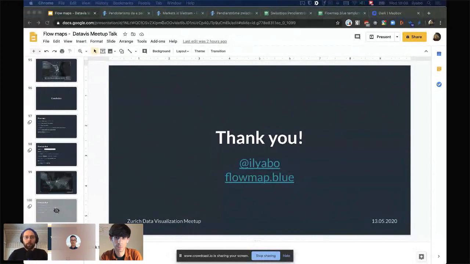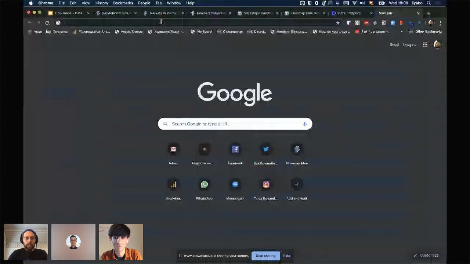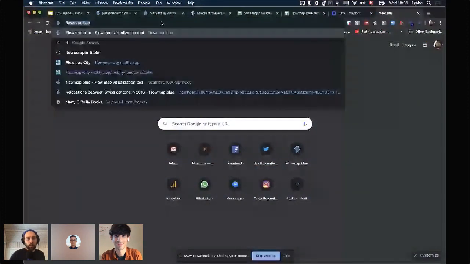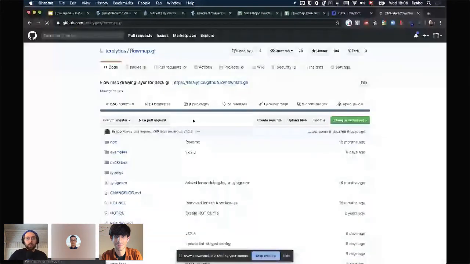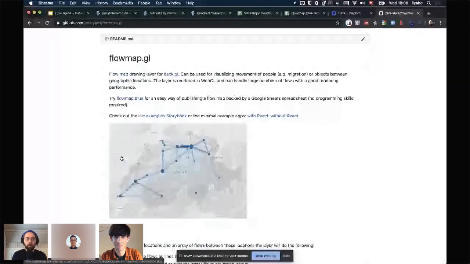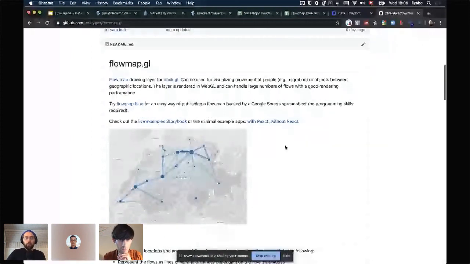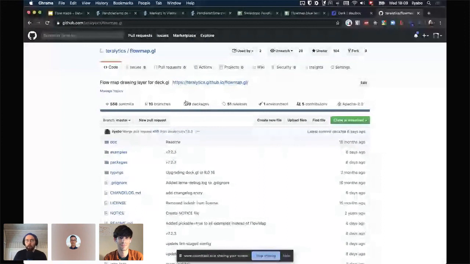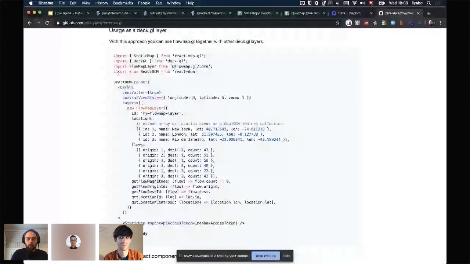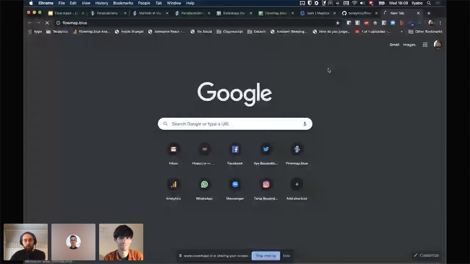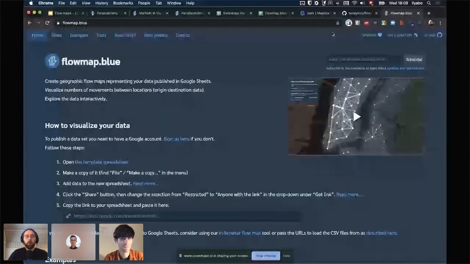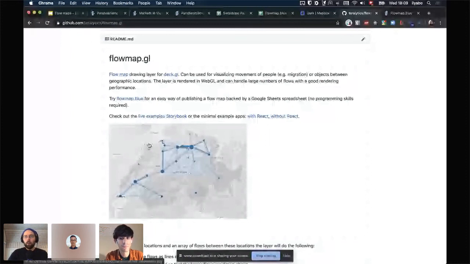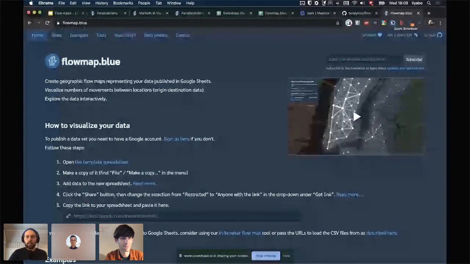No, that's not quite the case. At Teralytics, we first developed this DeckGL layer for rendering flow maps. This is what we are using in our commercial product, but we open sourced it as a library. So you can use it, but you need to write some JavaScript code for it. And Flowmap Blue, I developed in my free time outside of Teralytics. Flowmap Blue also uses this library, which we open sourced at Teralytics. So Flowmap Blue is a separate thing, but it uses this library, which we published.